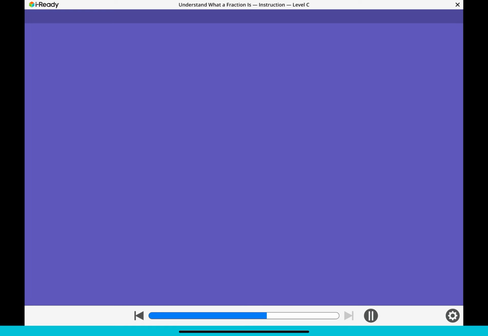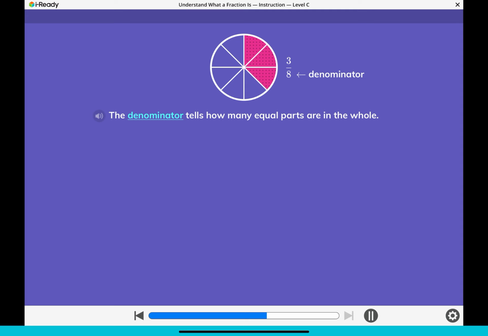Let's take a closer look at what makes up a fraction. In any fraction, the denominator tells how many equal parts are in the whole. The numerator tells how many equal parts are being described.